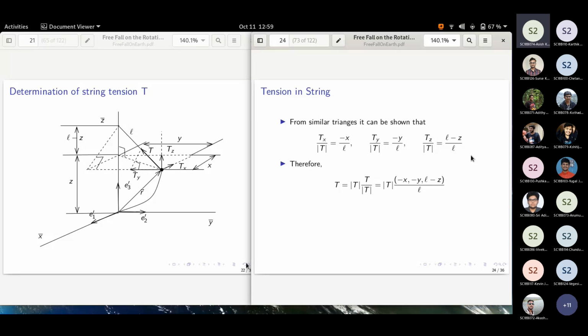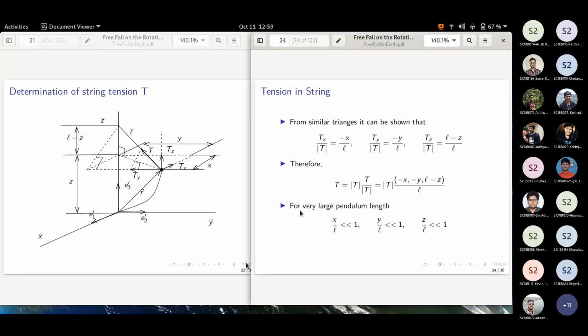Okay, so the overall tension T can also be written as this particular expression, that is, the coordinates of T are minus x, minus y, L minus z, divided by L, times the modulus of T. So we are obtaining Tx, Ty, Tz in terms of x, y and L minus z, and of course the modulus of tension T.